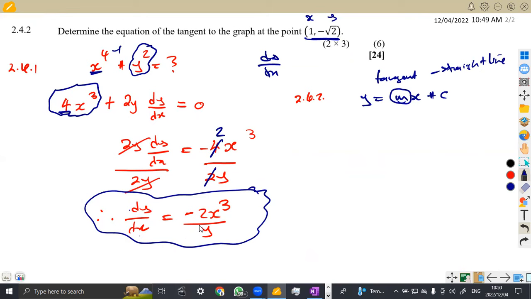So by substituting the value of x, we can actually find the gradient, which is m. So gradient, which is equal to m, is we just substitute x from the point. Remember, it's 1, minus square root of 2. We've got x and y. So x is 1. So here we can just even substitute on our calculator, guys, without wasting much time. So let me do this on our calculator.